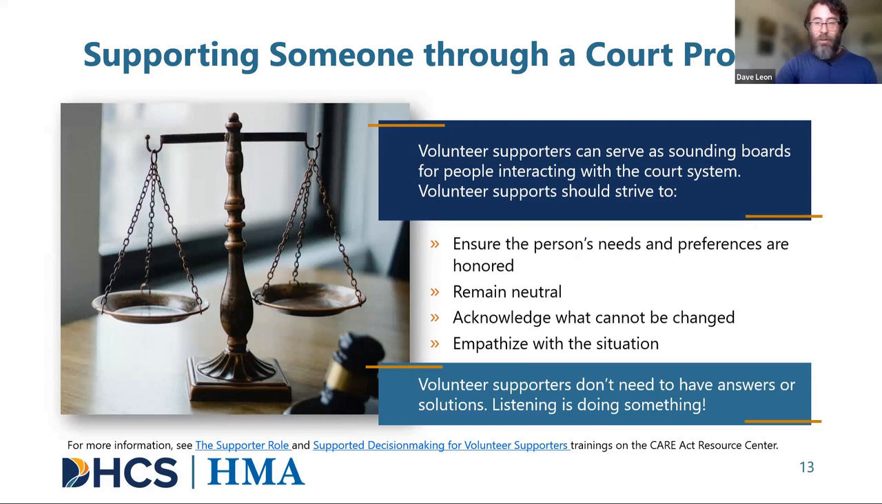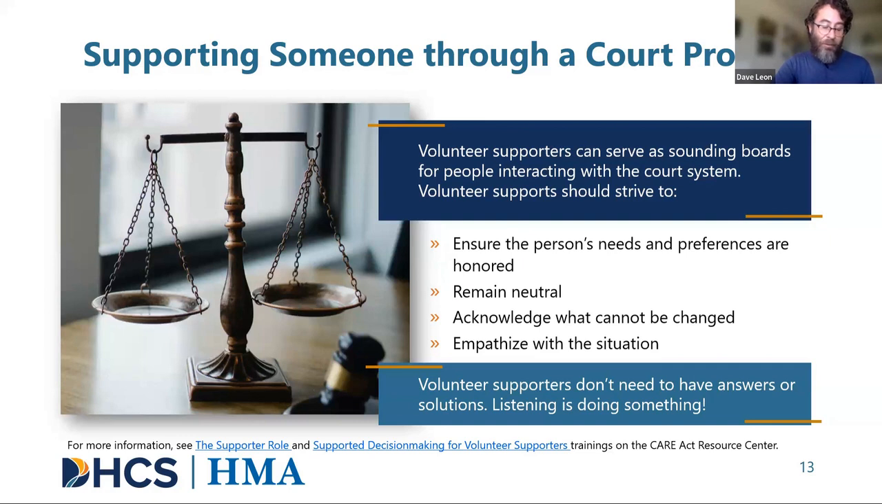As a supporter in the court process, you might be a person that this person with schizophrenia or other psychotic disorders is talking to about their experience of the court process. That might be a positive experience, it might be a negative experience. I think our role as a supporter is to honor and ensure that we're listening to this person, that we're understanding things from their perspective, and that we're also trying to remain neutral about things that they're upset about.